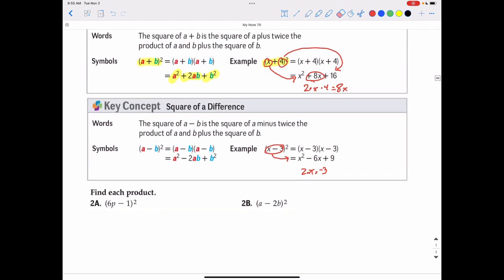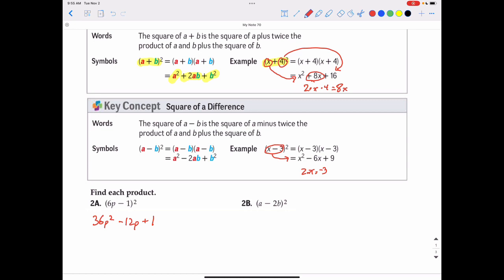Find the product of 6p minus 1 squared. So to do that, I'm going to square the first term, so that's 36p squared, take 2 times the 6p times negative 1. 2 times 6p times negative 1 is negative 12p. And then square the last term. Negative 1 squared is positive 1. Now this will be the exact same answer as you would get if you were to write it out twice and double distribute.